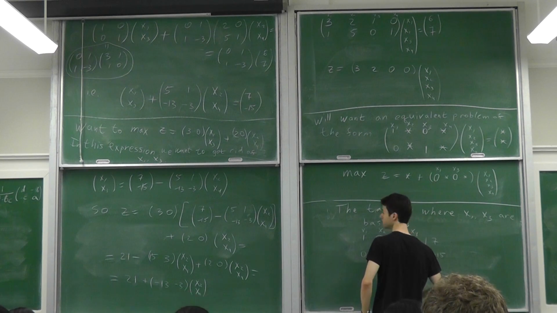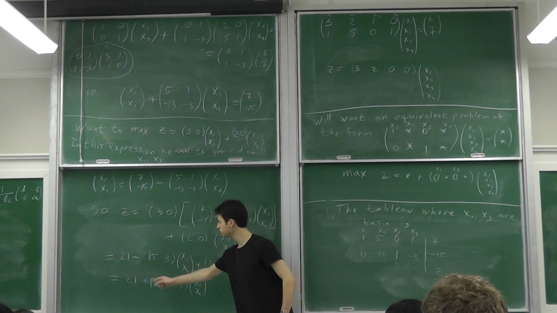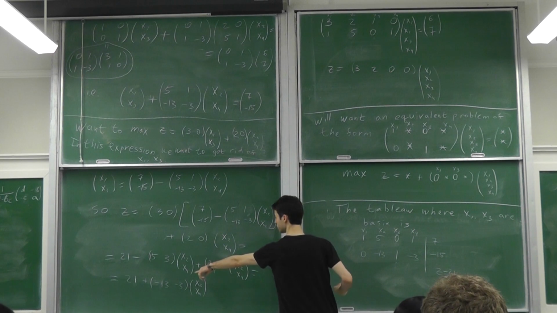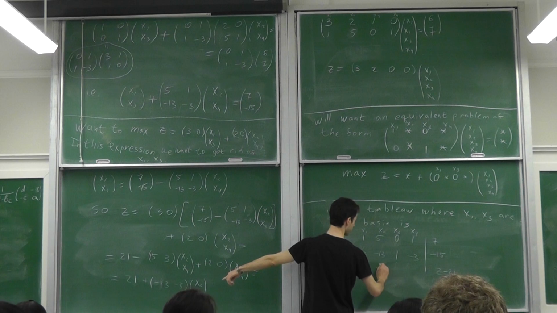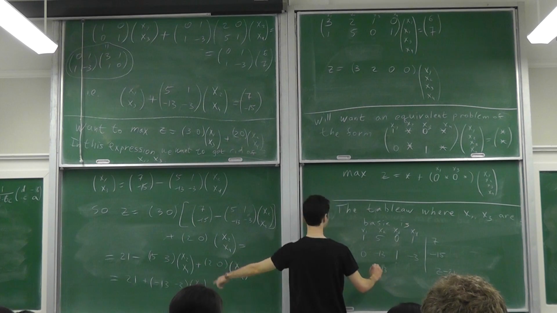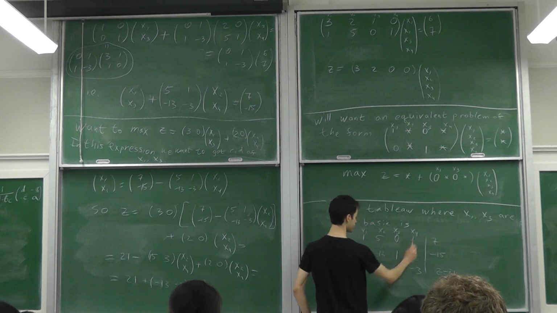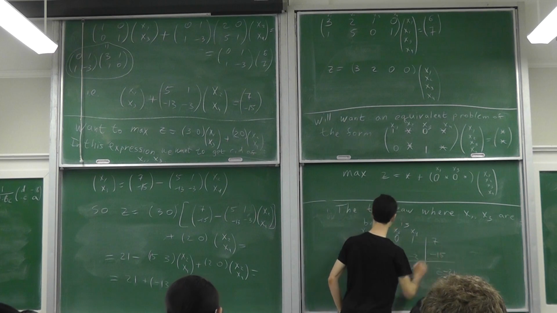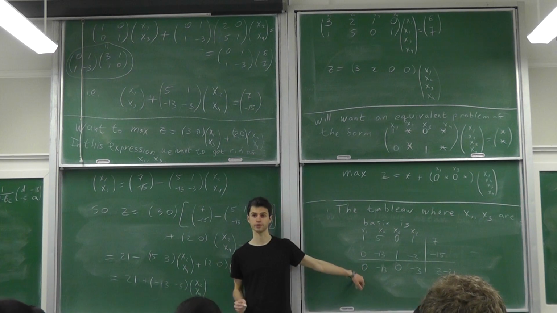And what will be z? Well, z minus 21 will be minus 13 x2 minus 3 x4 and 0 times the other variables.